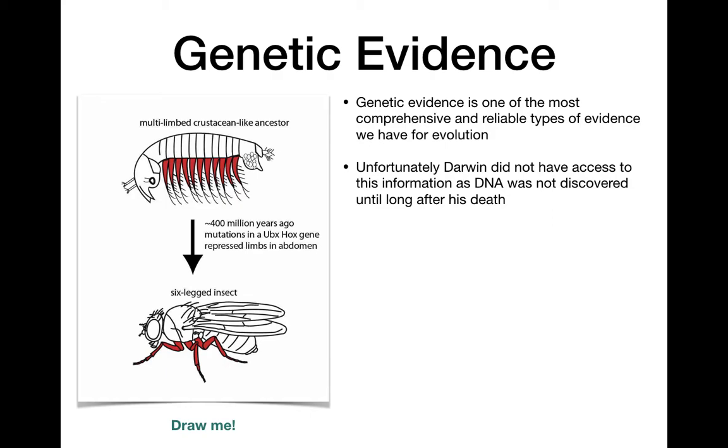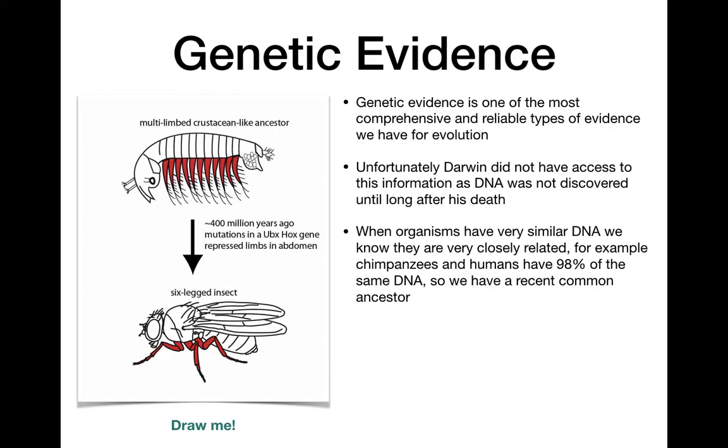So Darwin, of course, did not have access to this information, right? He didn't know about DNA. They didn't know how things were passed down. He knew there was some connection between parent and offspring, but he didn't know what it was. So long after his death, we discovered DNA and began to start understanding how it could be sequenced, even longer after its discovery.